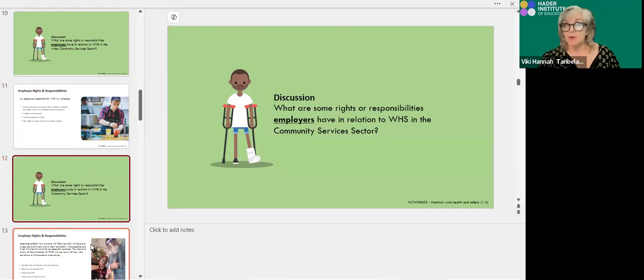Because we work with vulnerable people in our community, we have a higher responsibility for their rights. So we bring in Workplace Health and Safety and the Human Rights Commission as well. In the community services sector, our overarching values base is duty of care, so we need to ensure that it's fair, accessible, and there's equity.